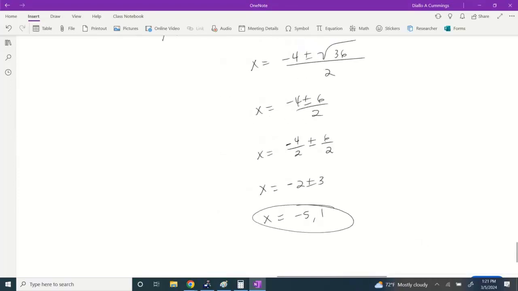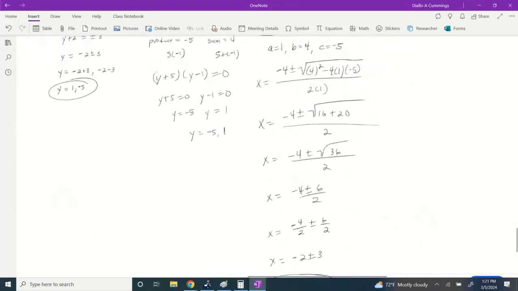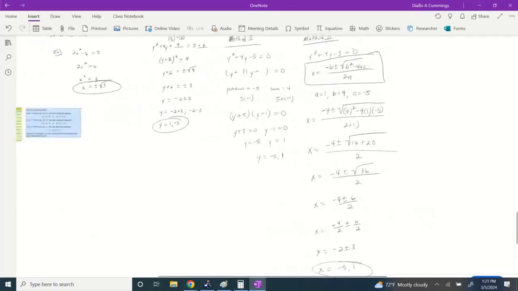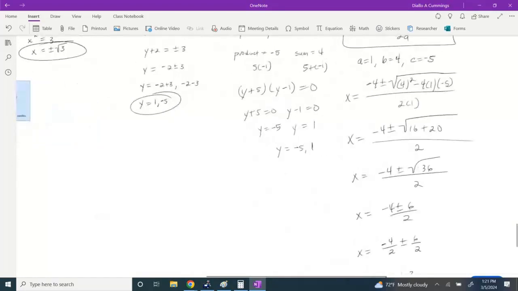All right, so those were all three methods. Okay, the completing the square is very rarely used.